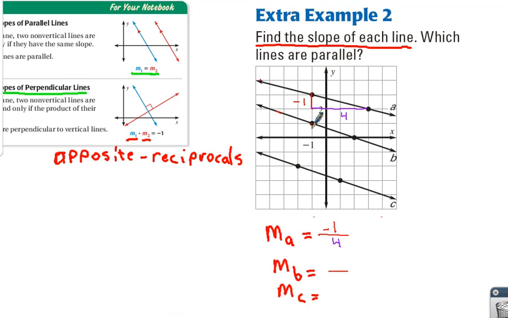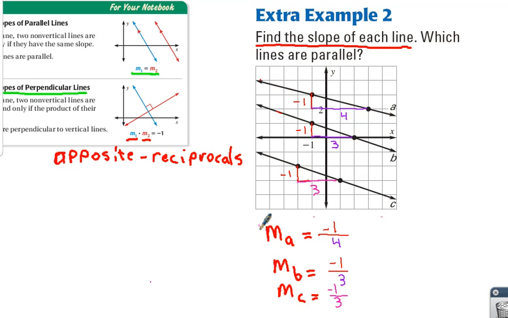Then keep going. We're going to go ahead and find the rise of line B. It appears to also go down 1. So then we're going to find the run, and we go over 3. So the run is 3. So the slope of line B is -1/3. Moving on to line C, also has a rise of -1. And then the run, counting it off, is 1, 2, 3. So overall slope is -1/3 for line C. So now we make some comparisons.